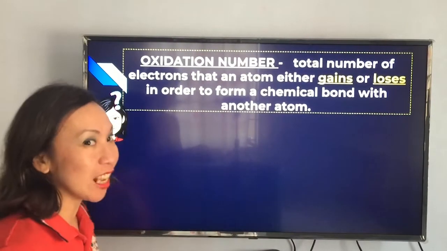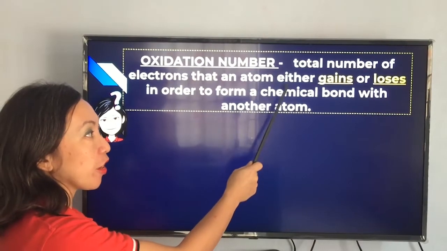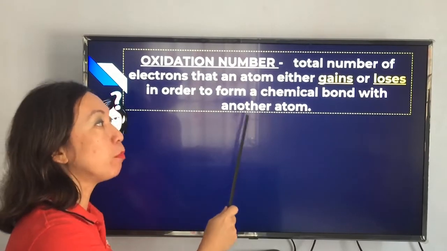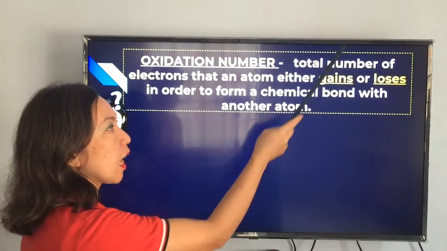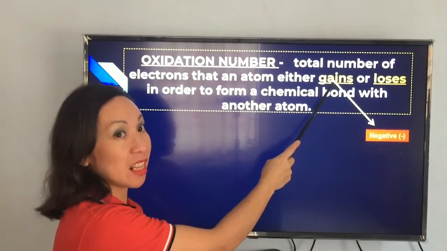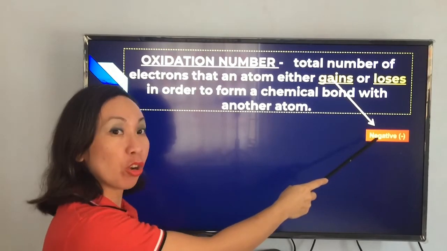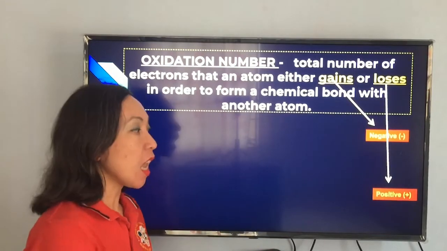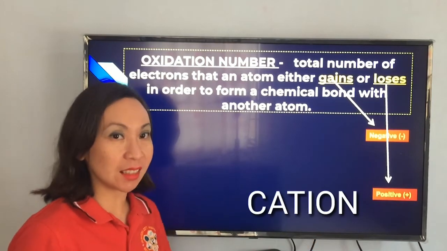Let's have oxidation number. It is the total number of electrons that an atom either gains or loses in order to form a chemical bond with another atom. So we have the two terms here, gains and loses. If an atom gains an electron, it will have a negative charge, and it is called an anion. If it loses an electron, it will have a positive charge, and it will become a cation.